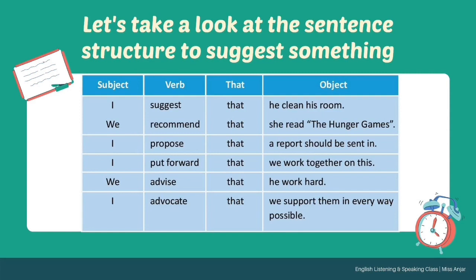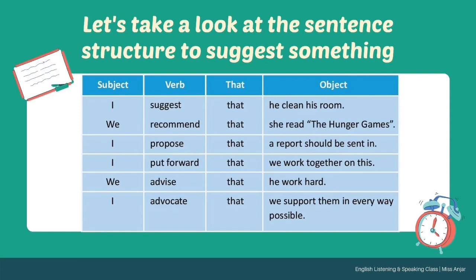different structures. In this table you may see that we have a subject, for example, the person who gives the advice, for example, we or I, and then followed by a verb. So these are verbs that you may use when you want to make a suggestion: suggest, recommend, propose, I propose, or put forward, I put forward, or we advise, or I advocate. These verbs are commonly used when you want to make a suggestion, or you want to suggest something.